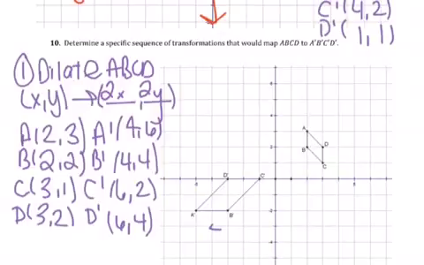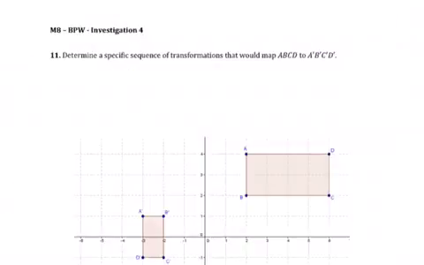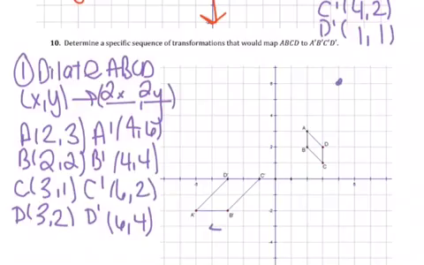Okay, so I'm now going to take my images and I'm going to plot them. So A prime is 4, 6. Oops, where'd it go? And we're back. Okay. You are going to plot and label with your prime. So I have A prime. B prime is going to be 4, 4. C prime looks like 6, 2. And D prime looks like 6, 4.